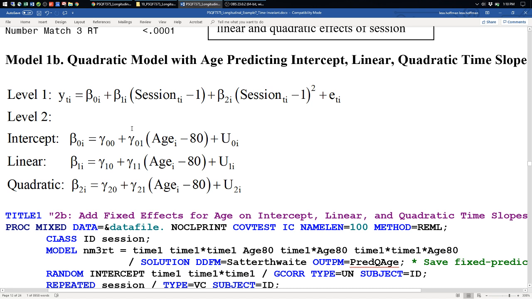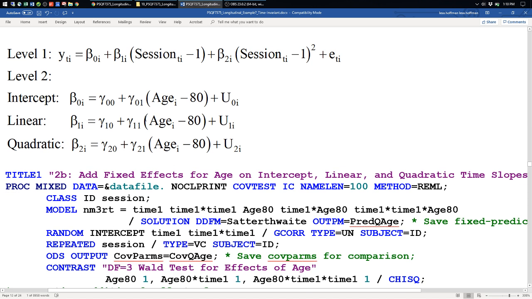So here's age, adding age to the story. Gamma 01 on the intercept, gamma 11 on the linear time slope, and on the quadratic. So the level 2 equations are going to look identical to what we just did. The only way I know what beta 1 means is because it's defined in the level 1 model. Previously, beta 1 referred to slope 1, 2. Now it's linear time.